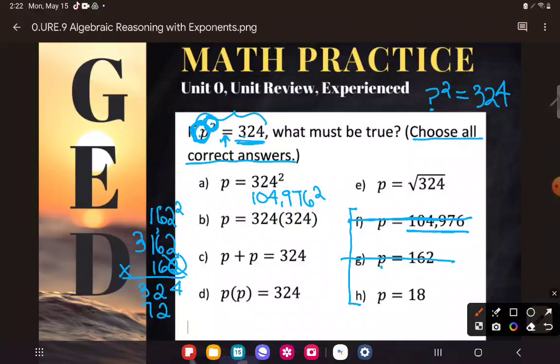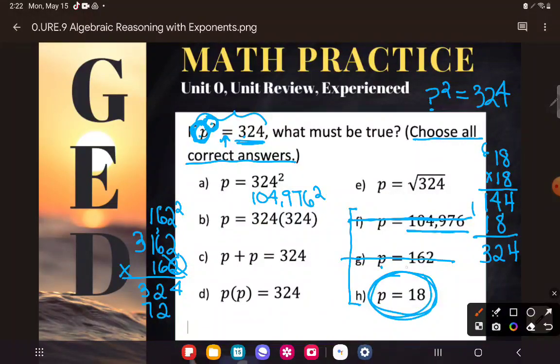Okay, well, hopefully it's 18, huh? Let's give it a try. 18 times 18. So 8 times 8 is 64. Carry the 6. 8 times 1 plus 6, I get 14. 8 and 1. And, ooh, look at that. I do get 324. So it must be true that P is equal to 18. Whew, just having that little piece to unlock is going to help us a lot.